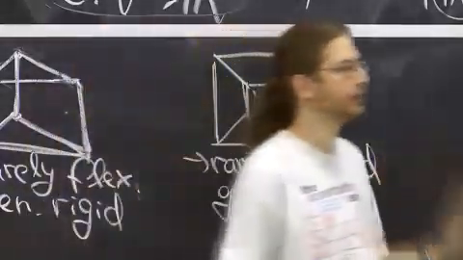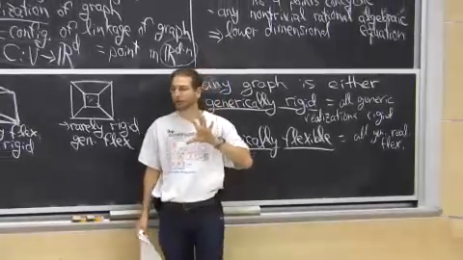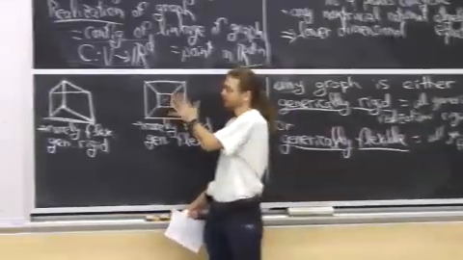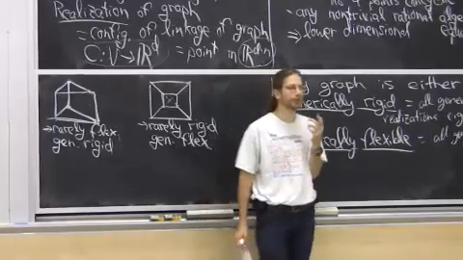And so the rest of this class is about characterizing when a graph is generically rigid, generically flexible. It's a nice problem because it just depends on the combinatorial structure. But occasionally, it will give the wrong answer. If you set things up with very special geometry, it might be the other way around. Question?